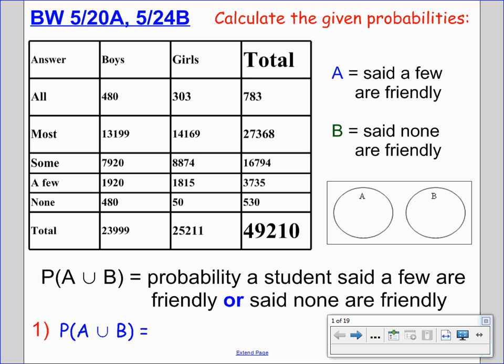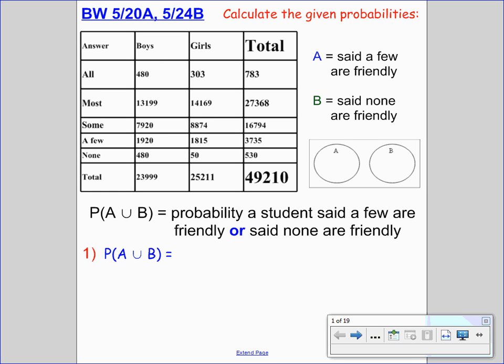Thank you. Let's go ahead and get started calculating probabilities using the addition rule. Depending upon the events that we're dealing with, we may or may not have overlapping sets. So let's consider the data in this table. Suppose we had a poll given to students, and we were asked about calculating the probability that a randomly selected student said a few are friendly or said none are friendly. Let's look at the data in our table.